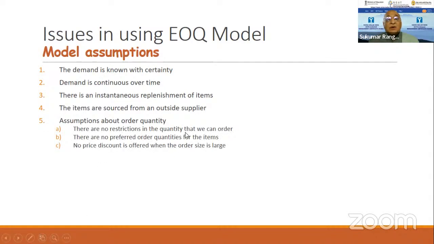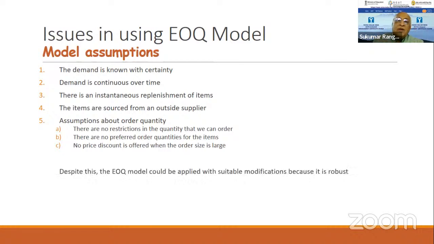Assumptions about quantity: there are no restrictions on the quantity that we can order. It usually does not happen. There are no preferred order quantities of the items, as I told you, 89, 100, 200, that kind of thing. No price discount is offered when the order size is large. As I told you, for 100, there is a unit price. Then for 200, it may be less by 10% or so, which could be a substantial saving. So these are all the assumptions in the model. You work out and also take all these into consideration when you decide on the EOQ.